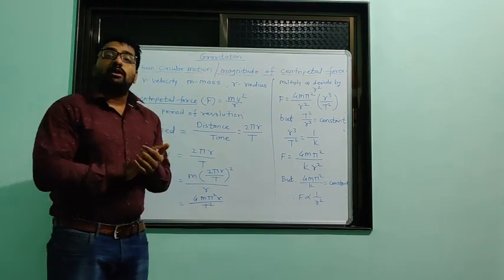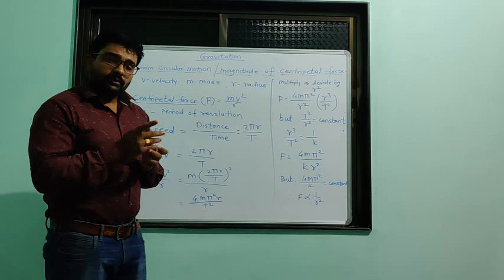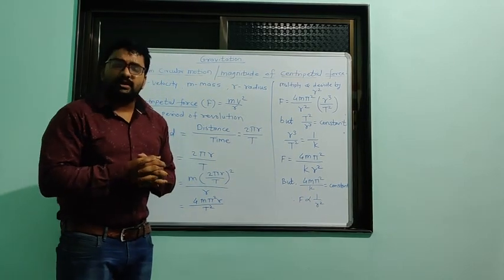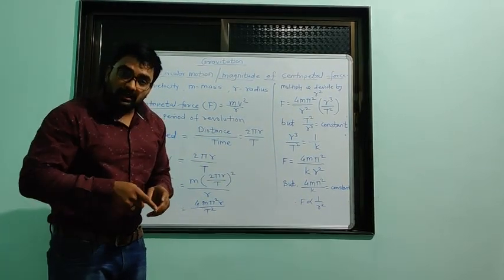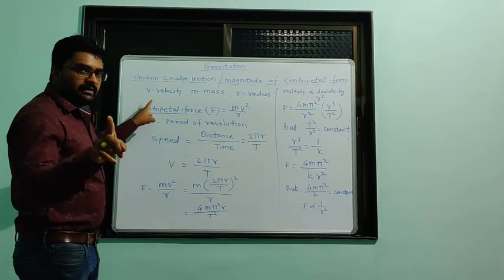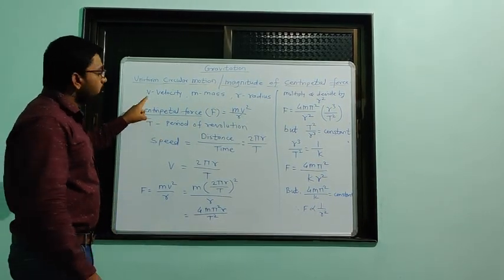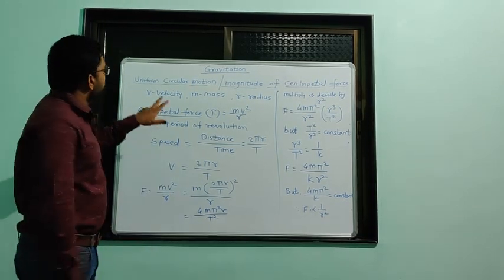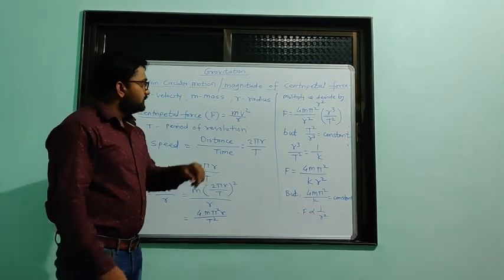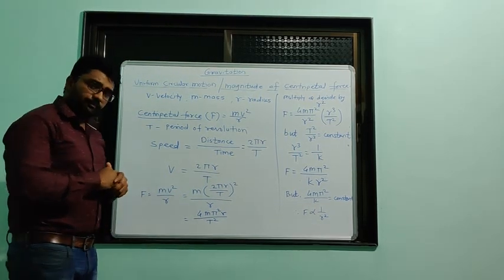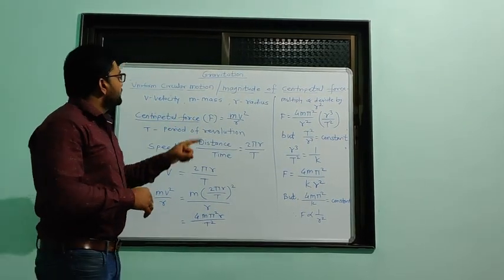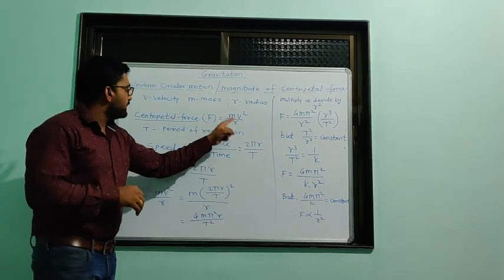Now here we have to consider one case, that one planet revolves around the sun in an elliptical orbit. Simply, we consider that the planet performs circular motion. That planet is in circular motion, so it has some velocity. Suppose v is the velocity of that planet, m is the mass of that planet, and r is the radius. Now there exists a centripetal force, given by the formula mv square by r.